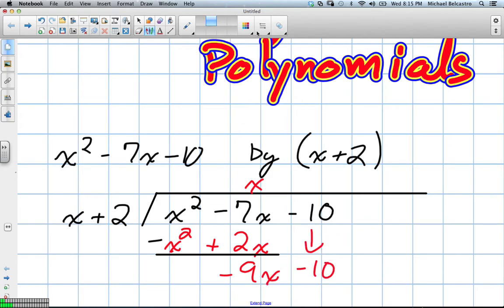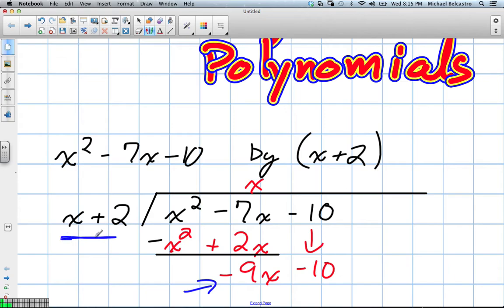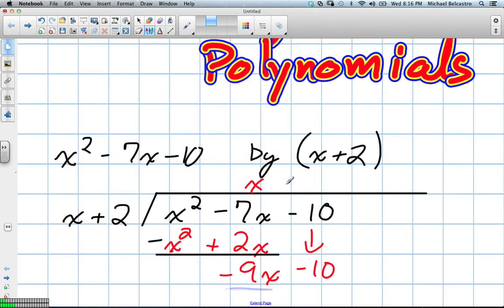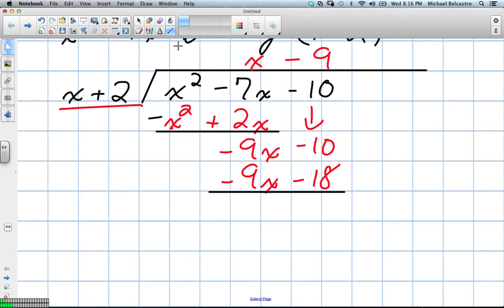Now, this is a little more similar to long division where we're now looking at underneath here. I've got to get this term into this. So what can I multiply x by to give me negative 9x? Negative 9. So that's the next term. We get negative 9. So now I multiply negative 9 by our binomial at the front. What's negative 9 times x? Negative 9x. And what's negative 9 times 2? Negative 18. That's right.